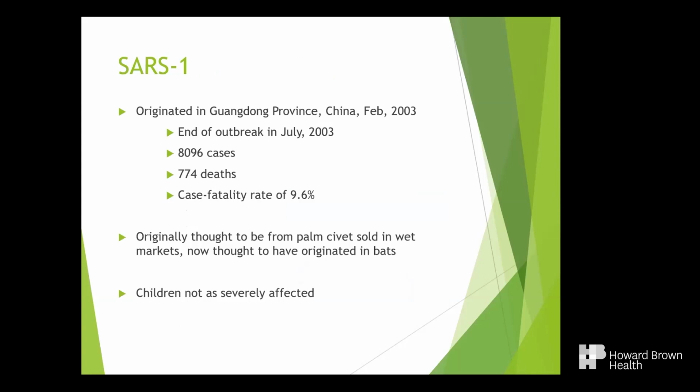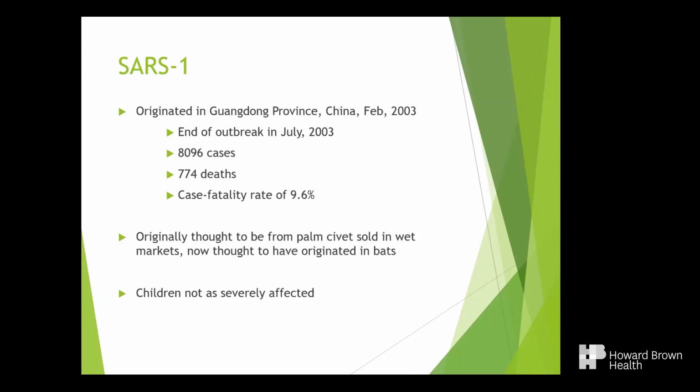SARS-1, just a brief run through on that one. It first originated in China in 2003. The outbreak was actually fairly short. It did cause over 8,000 cases and 774 deaths. And the case fatality rate, that is how many people who are diagnosed die, is not really an understanding of how many people have the disease. We really don't know the extent of SARS-1 because general testing wasn't done. So what we have is a case fatality rate: only those people who were identified as having SARS, how many of those died? And that was pretty high at 9.6%. Again, it was thought to have originated as a bat virus, and children were not severely affected.